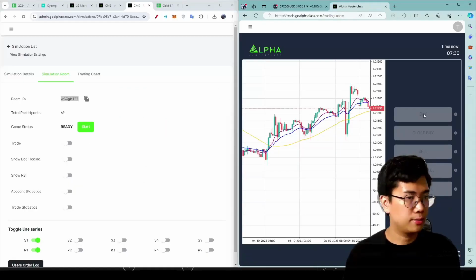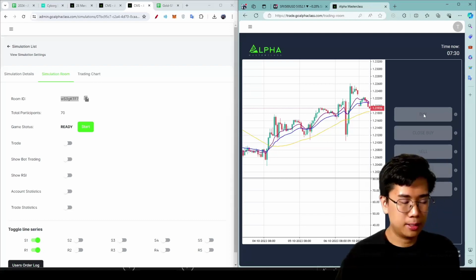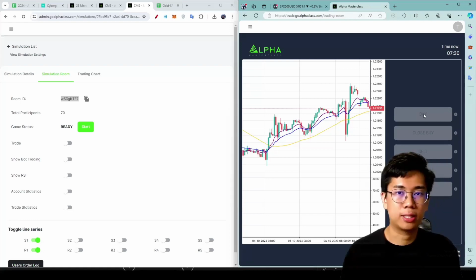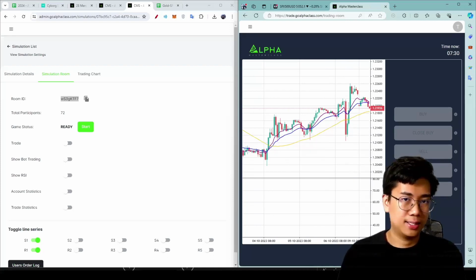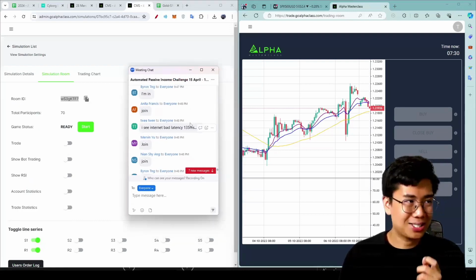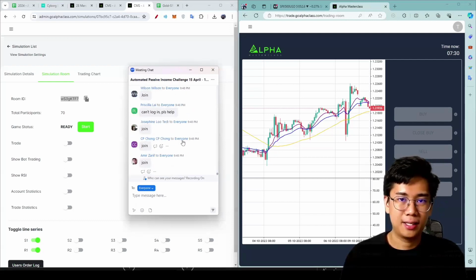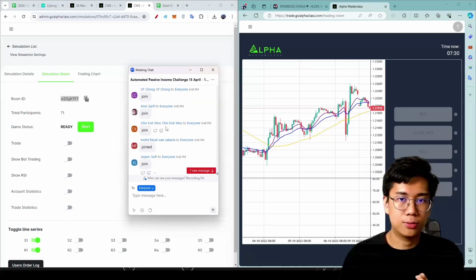If you have come back and have already joined, type join into the chat box, right? Type JOIN when you have joined. When you're able to see this page, it means that you are able to join. I see bad internet latency, 135. Yeah, 135 is actually quite bad. Can't log in, please help. So Priscilla, you need to join using Google.